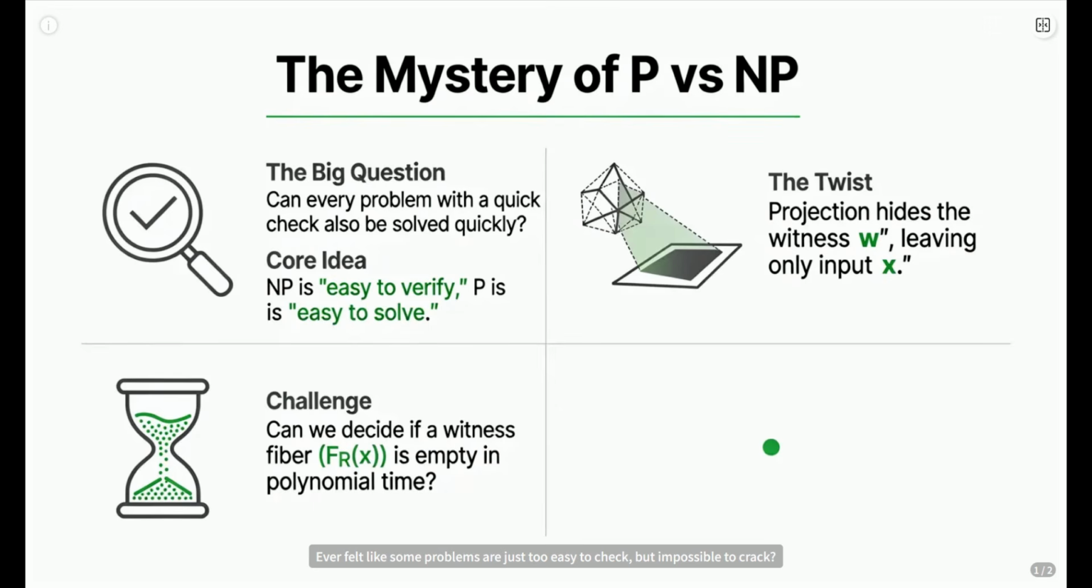Ever felt like some problems are just too easy to check, but impossible to crack? That's the heart of P versus NP. We know how to verify a solution lightning fast, that's NP. But can we find that solution just as fast?